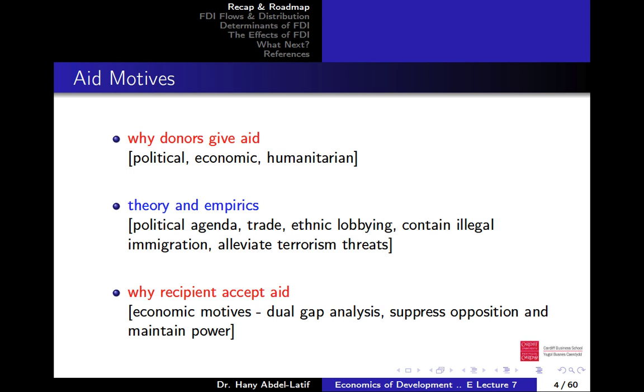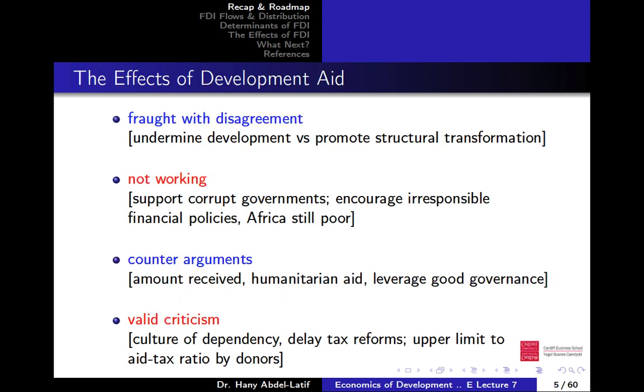But we also said there could be other reasons, not purely economic motives, why recipient countries accept aid. One of which could be because they want to use this money. Corrupt leaders and dictators usually think about this money as an opportunity or resources that they can use to suppress opposition and remain in power. So there are different reasons why it happens. These are the motives that we discussed in the previous lecture.